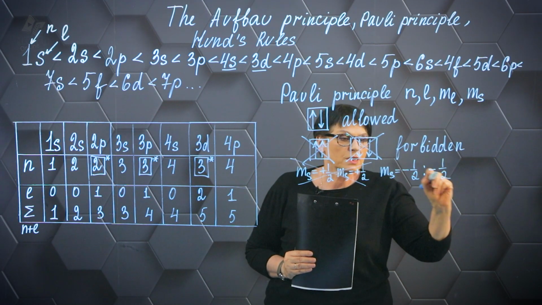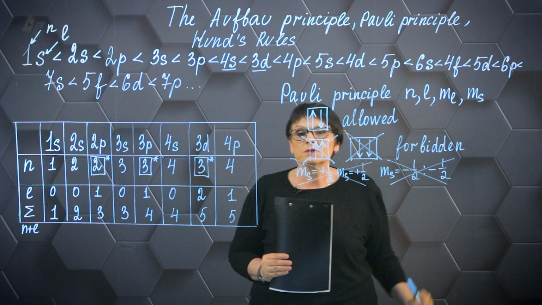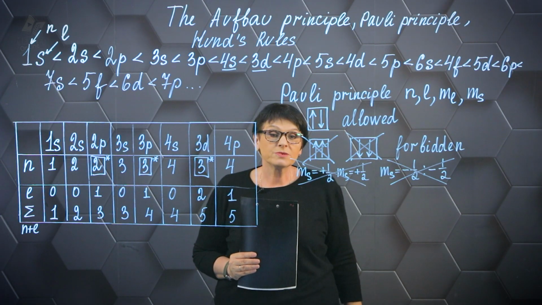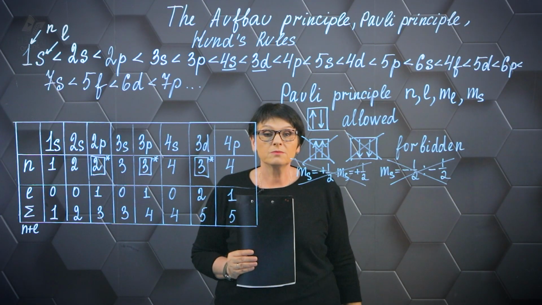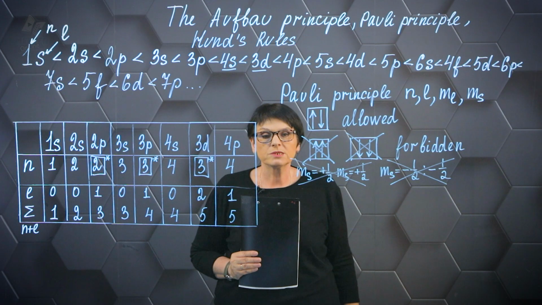So when we distribute the electrons in an atom, we necessarily follow the Pauli principle, which forbids doing it this way, but allows it this way.